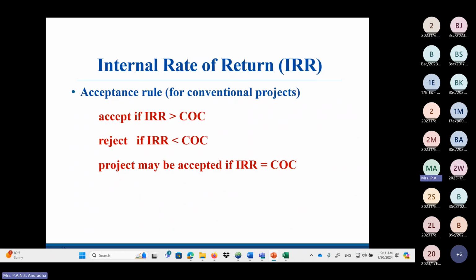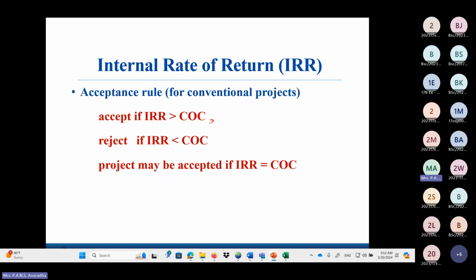IRR, you can compare with the cost of capital of the project. If IRR is greater than the cost of capital, you can accept the project. If IRR is less than the cost of capital, you may reject the project. If IRR is equal to the cost of capital, either you can accept or reject.